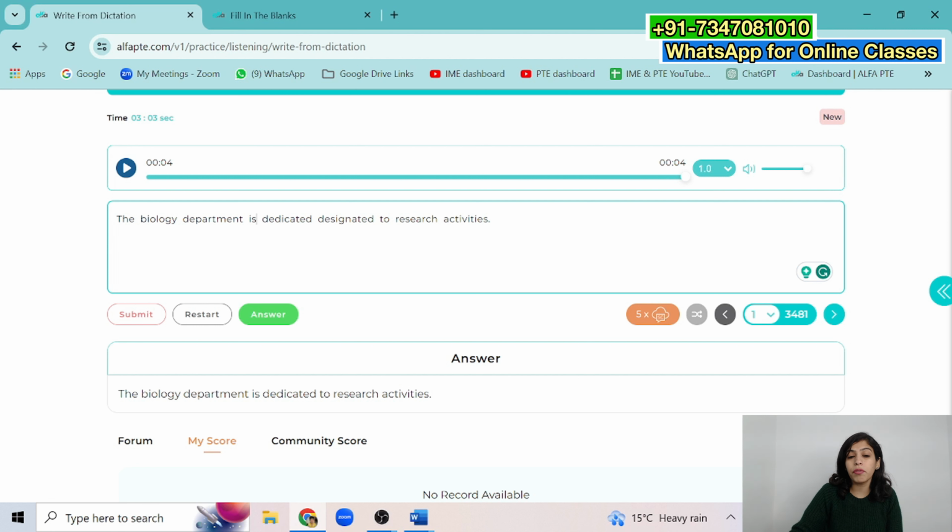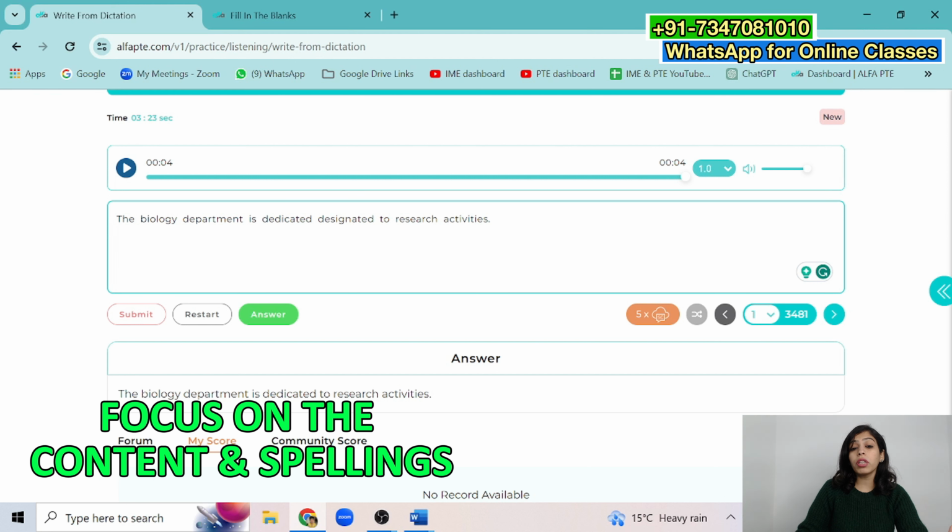So you can write like this. If you're not sure of a particular word, you can use two words. Okay. Now here you have used dedicated and designated. Don't worry about it. But the correct answer is the biology department is dedicated to research activities. Now, don't be confused when it comes to all this. Simply write it down. Focus on the content. Focus on the spellings.